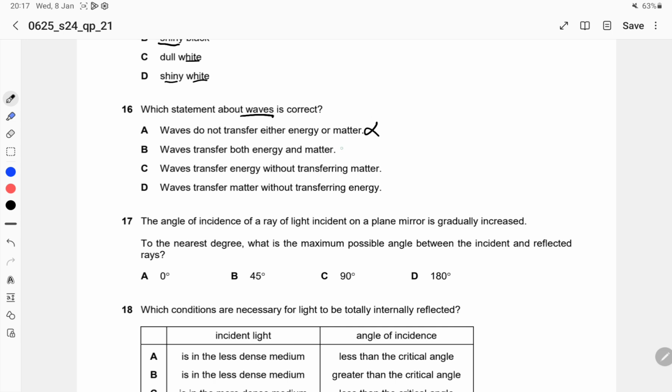Waves transfer both energy and matter. B is also wrong. Waves transfer energy without transferring matter. C looks good. Waves transfer matter. No. So the answer is C.